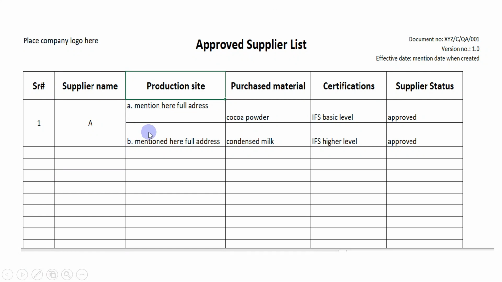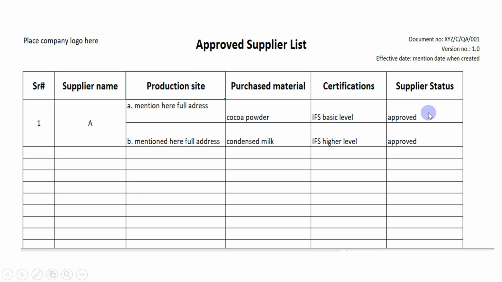And you need to mention which kind of material you are purchasing from that supplier. I just mentioned cocoa powder randomly. And then you need to mention the certifications they have. So first, this is IFS basic level, which I just mentioned randomly out of my head. And then you need to mention the supplier status: approved, not approved, or in process.